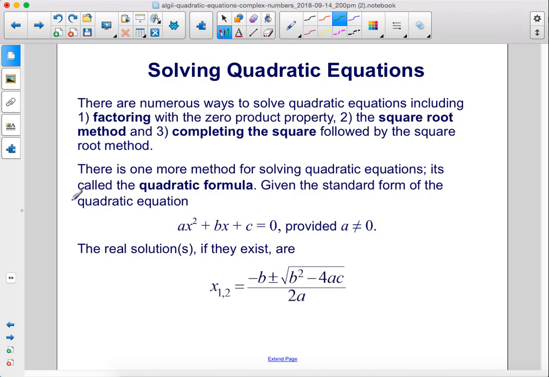Given the standard form of the quadratic equation, ax squared plus bx plus c equals 0, provided that a does not equal 0, the real solution or solutions, if they exist, are given by this formula, the quadratic formula.